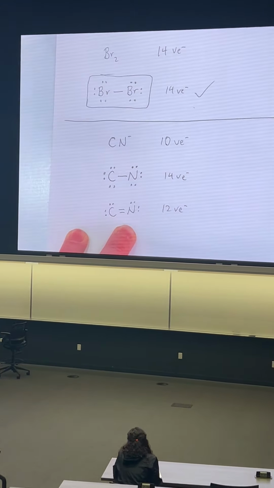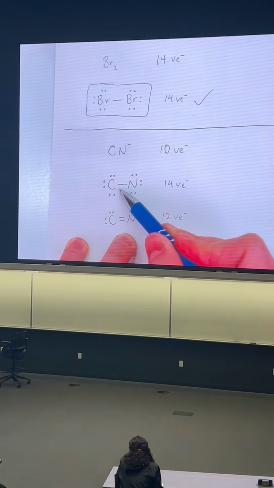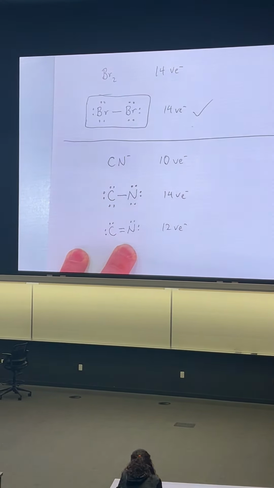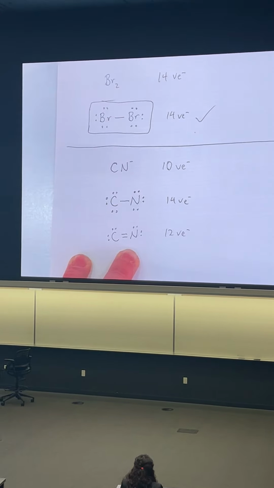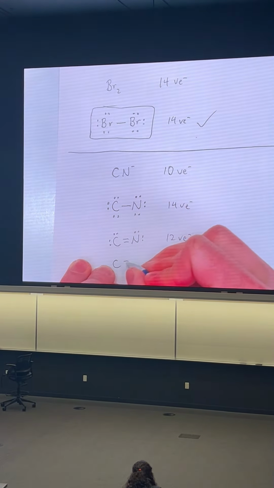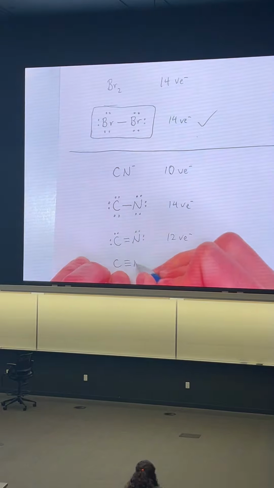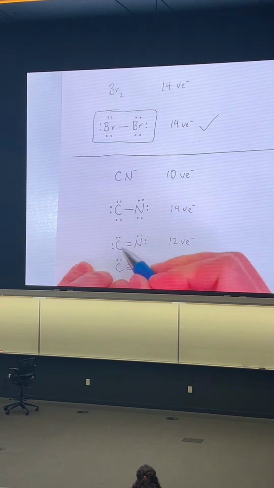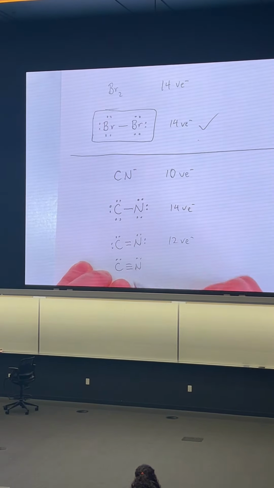One thing you'll notice is that every time you make a bond, you go from a single bond to a double bond, or a double bond to a triple bond, you're going to remove 2 valence electrons. So I'll add another bond. I'm going to make this a triple bond now. And so the Lewis structure would look like this. So maybe we shared those 2. Now we have a triple bond.